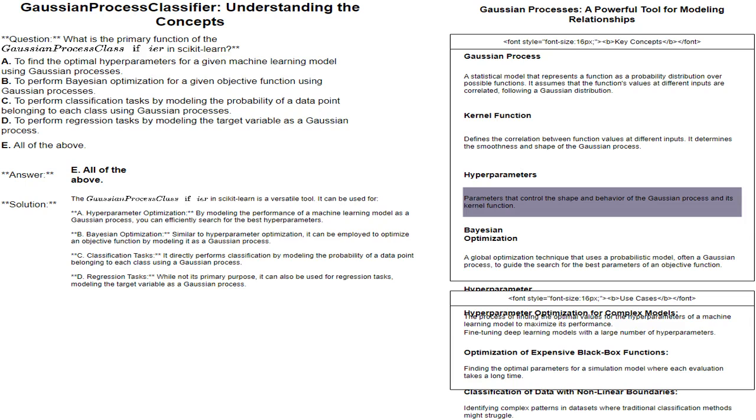Parameters that control the shape and behavior of the Gaussian process and its kernel function.